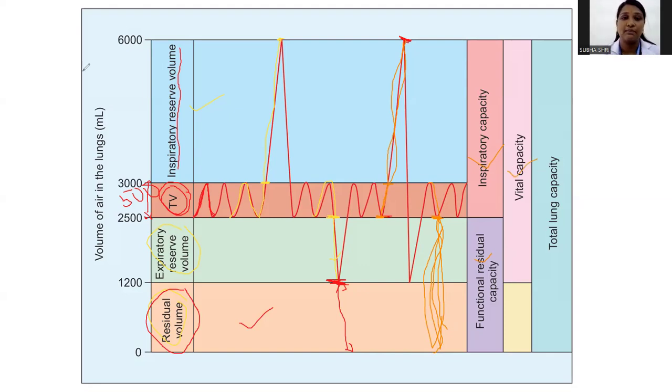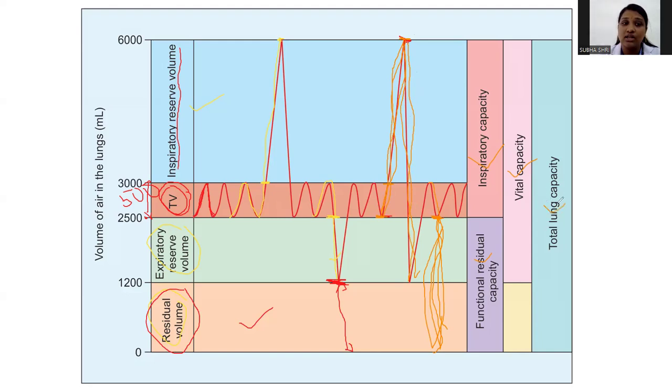So what is vital capacity? You will ask your subject to take a deep inspiration. From this point, you will ask to expire maximally. So this big line is called vital capacity.